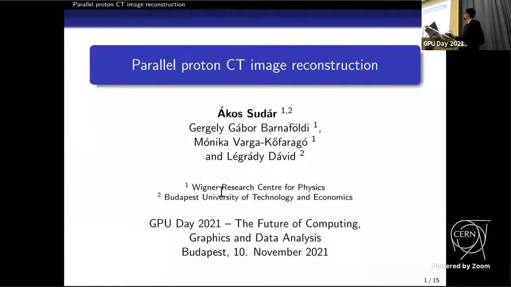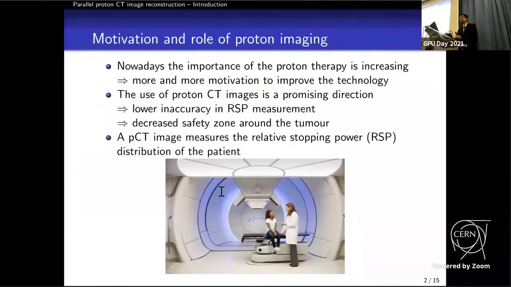So first of all, what is proton CT imaging? During CT imaging, we take two-dimensional images of an object from lots of directions. Finally, we want to reconstruct the three-dimensional distribution of some material property. In the case of proton imaging, this property is the relative stopping power of the material, which is the stopping power of the material divided by the stopping power of water at the same proton energy.